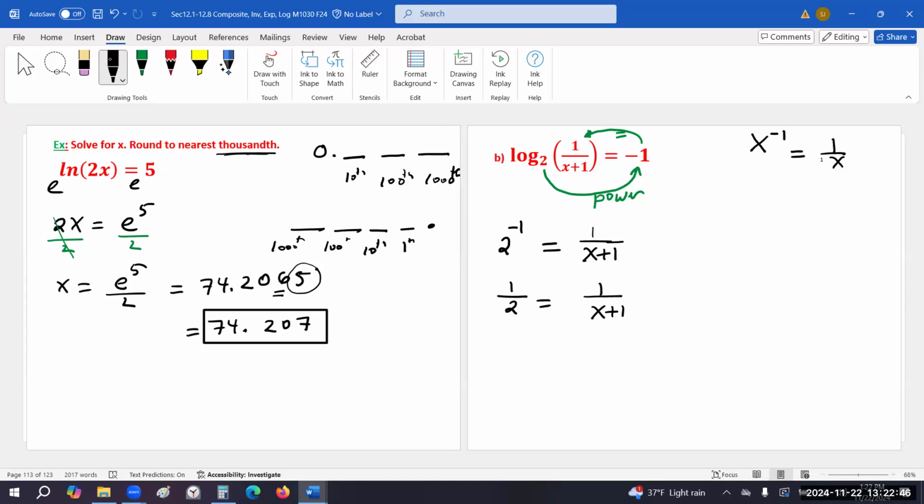Can you do it from here? What do you think will be the next step? Well, I guess we've got to isolate that. How? Multiply by x plus 1 on both sides. You can do that. Or there's a shortcut. Since our x is on the bottom, we want it on the top, just flip it. Flip both sides. The x plus 1 will go on the top, 1 will come down, 2 go on the top, 1 will come down.